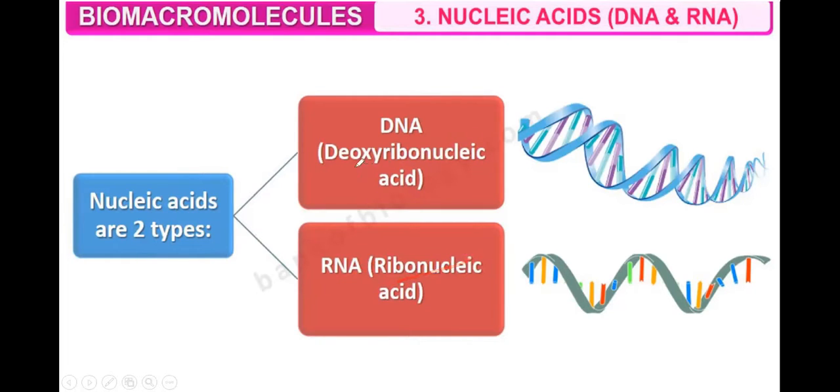Here, this portion is different. This is ribonucleic acid, RNA. And here there is one less oxygen atom. That's why it is called deoxyribonucleic acid. So nucleic acids are of two types, DNA and RNA.